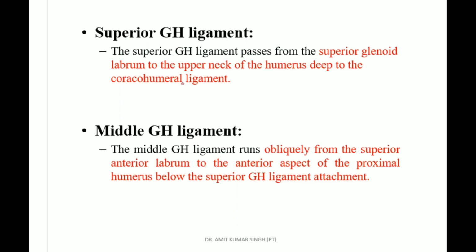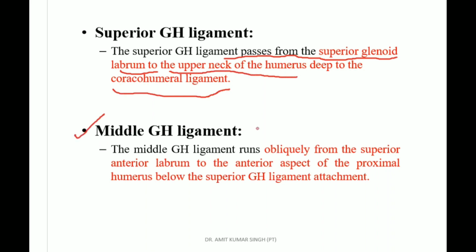So superior glenohumeral ligament. Superior glenohumeral ligament starts from where? From the superior glenoid labrum to the upper neck of the humerus, deep to the coracohumeral ligament. Already we have discussed in the diagram.